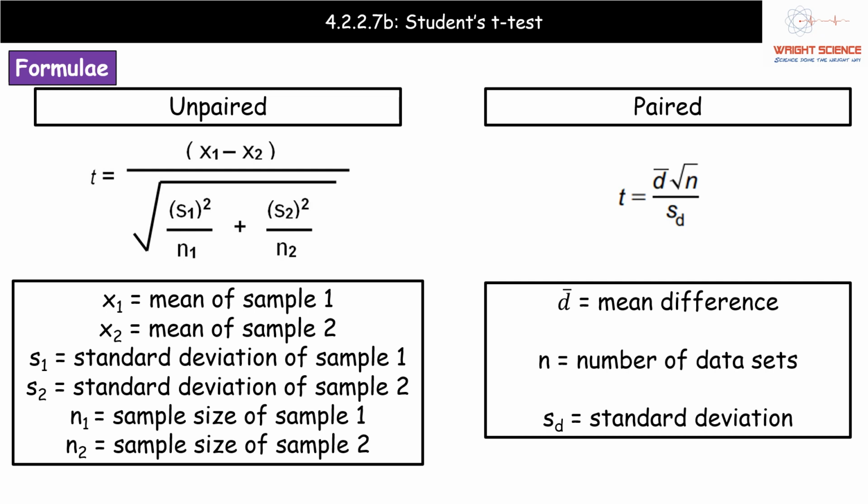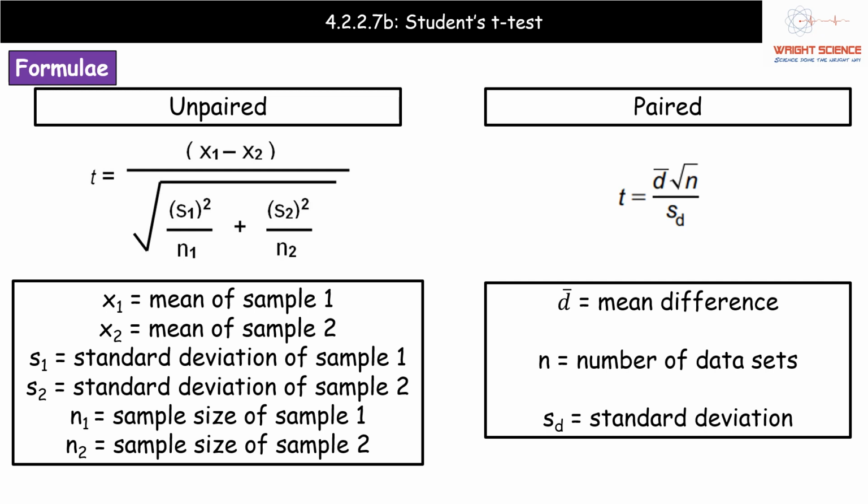So, unpaired t-test on the left, paired t-test on the right. The key thing that we've got to know though, just like all of these stats test formulas, is they're not telling you what any of these bits mean. So you do need to know what the different sections stand for, just so that when they give you the formula, you know what you're sticking in where.